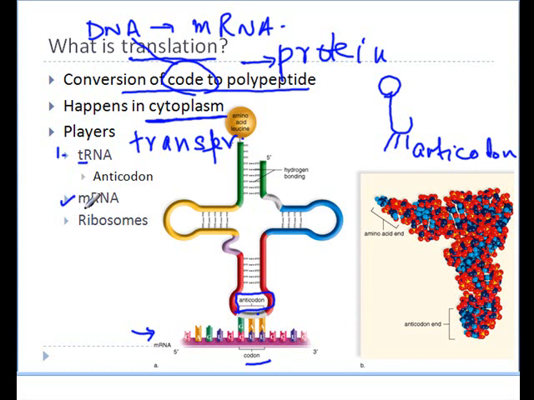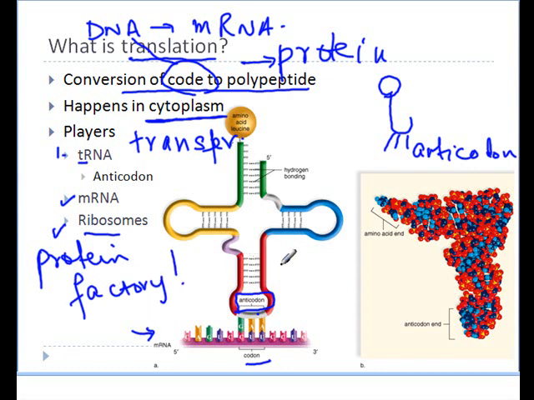mRNA was synthesized within the nucleus, and it was a single strand of a chain. So here we have a matching between the codon and the anticodon, the codon from the mRNA to the anticodon of the tRNA. And the last player of this whole process is the ribosomes. Ribosomes are the actual protein manufacturing factory, as you can call it. It's the actual site where proteins are going to be synthesized. Now ribosomes are actually composed of two subunits, which we will see later in the next slide.